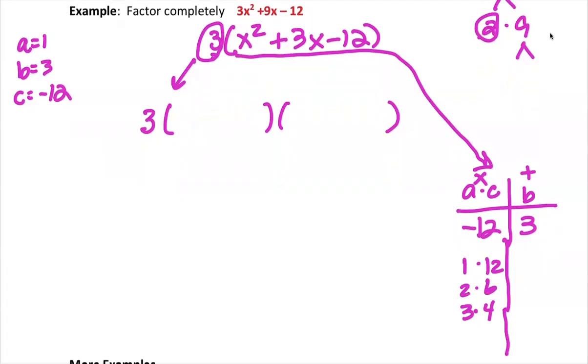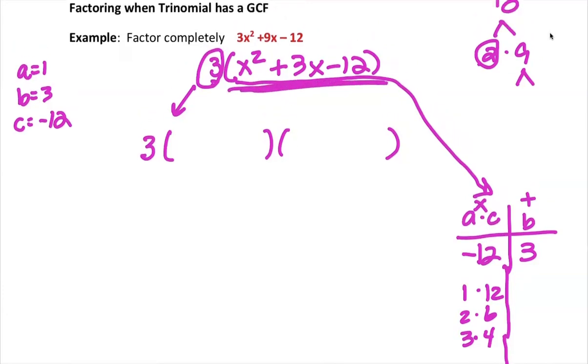I'm not seeing anything. 1 times 12, 2 times 6, 3 times 4. None of those work to get a 3 out of. So that means this part is not factorable. We actually were done right here.